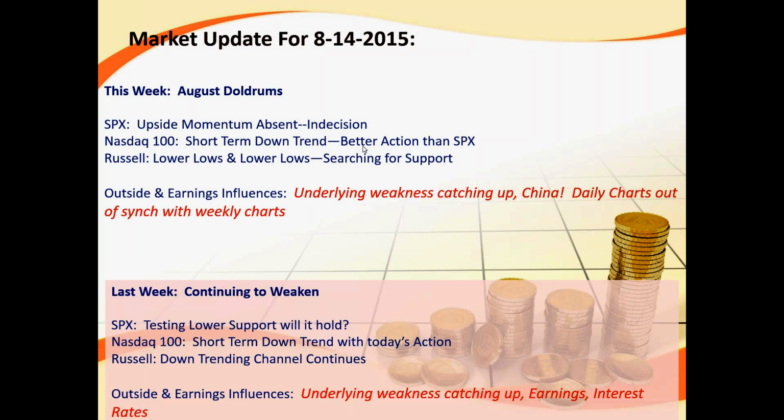The NASDAQ, when we look at the charts here shortly, you'll see that the NASDAQ does have better action, more defined and orderly action than the S&P. The Russell, lower lows, that should be lower lows and lower highs, but it's searching for support. And it did find a level of support earlier this week, but it put in a reversal candle, but then has stalled right there. So we're seeing underlying weakness that continues to catch up.